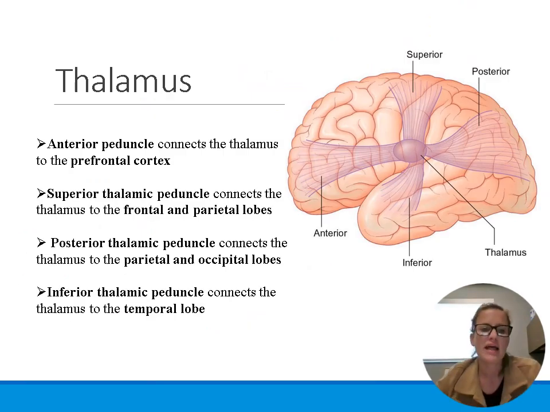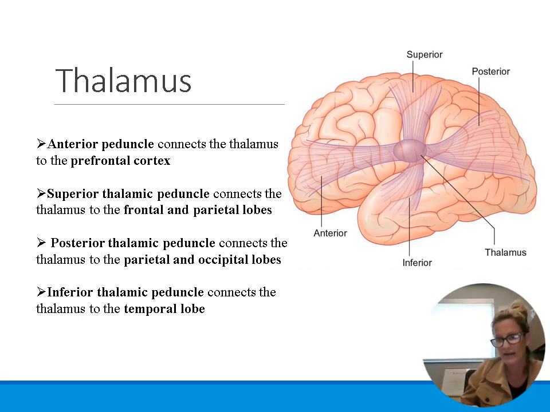So here on this slide, you can see all of the connections that the thalamus has with the different lobes of the cerebrum. Remember, most sensory information that's coming into the cerebrum is going to pass through the thalamus, and the thalamus will decide if it should get passed on to the cerebrum or not.